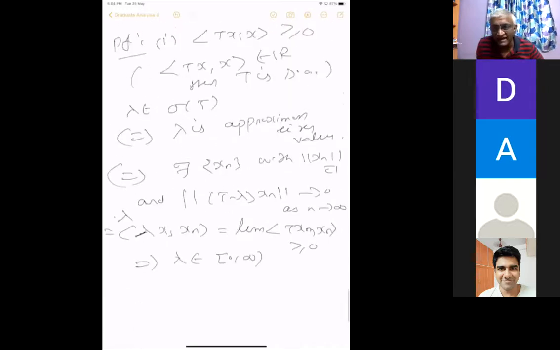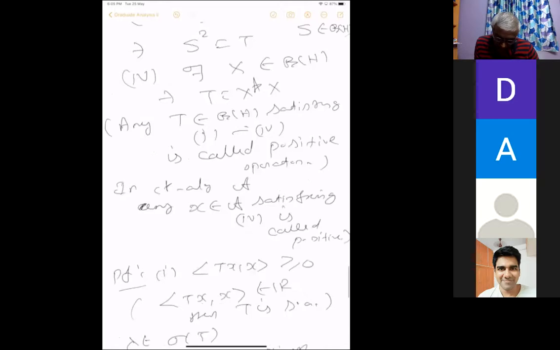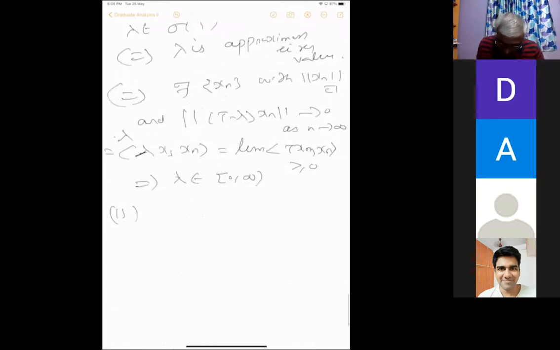So this we have done earlier. We proved that if T is self-adjoint, then sigma of T, the spectrum of T, is contained in the real line. I'm just repeating the same proof for positivity. When ⟨Tx, x⟩ is positive, then T is self-adjoint and sigma of T is contained in the positive real line. That's what I'm just repeating. So now T is self-adjoint.